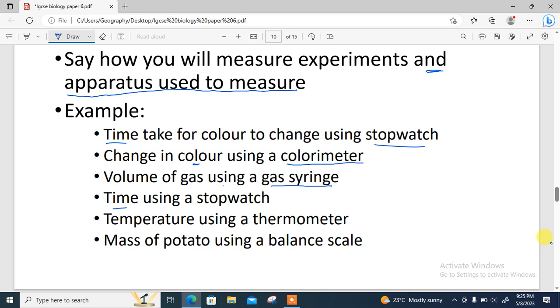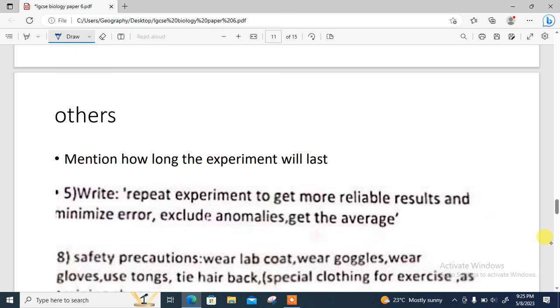When you want to measure time, like I said here, you use a stopwatch. When you want to measure the temperature, you use a thermometer. When you want to measure the mass of anything, whether it's mass of potato, mass of anything in this experiment, always know that you use a balance scale. Now, there are other things you should measure when designing an experiment.